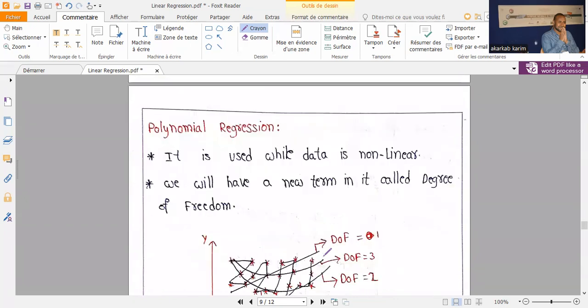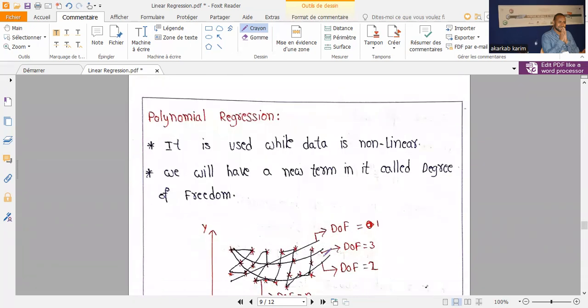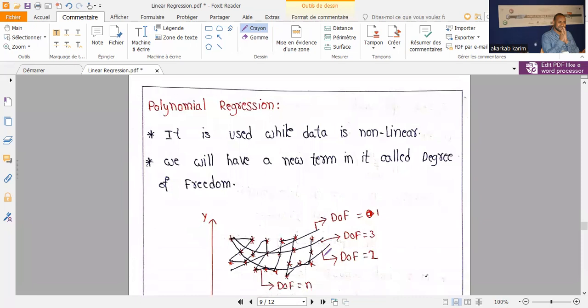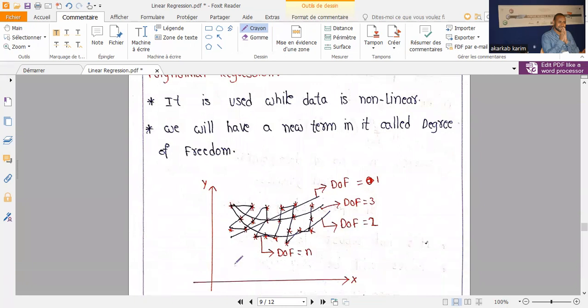And of course we have the polynomial regression. Polynomial regression is used when data is not linear, because most of the time, of course, we don't have data like that. But this line kind of fits the data like that. It is represented like that in this plot.